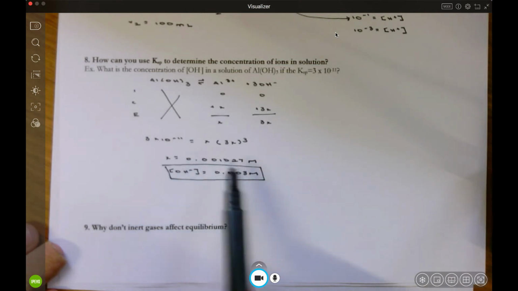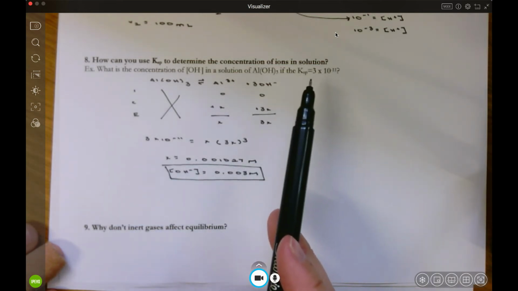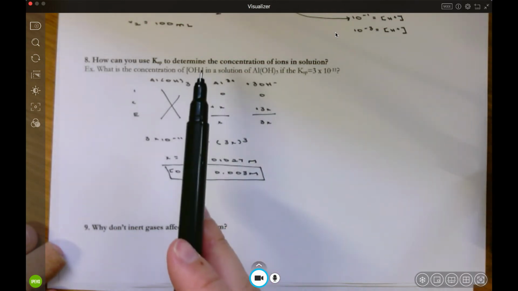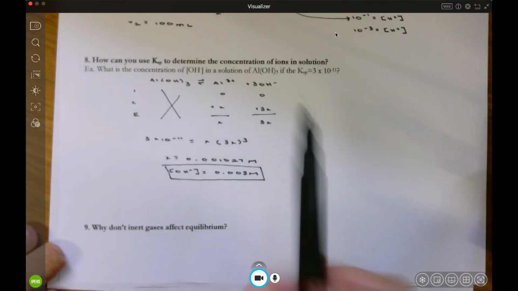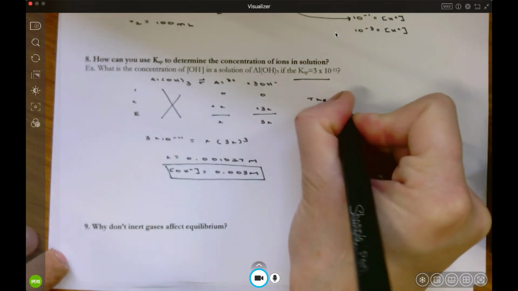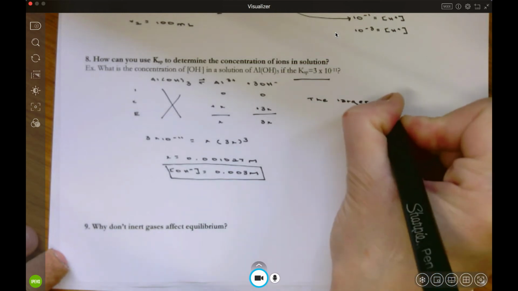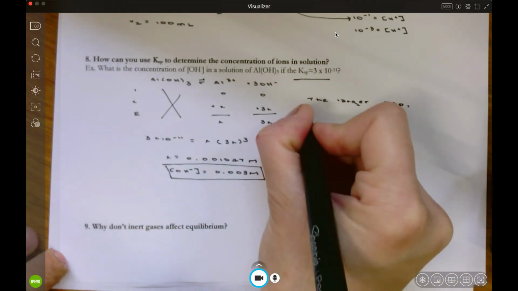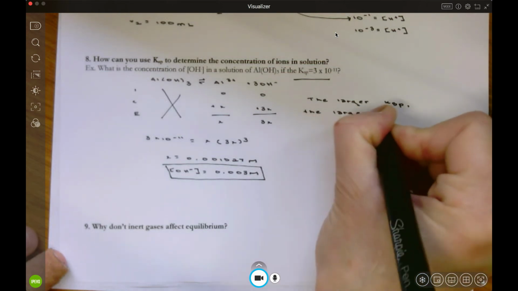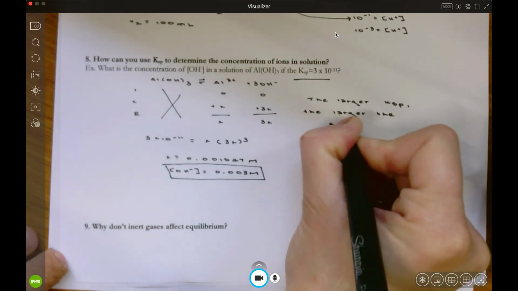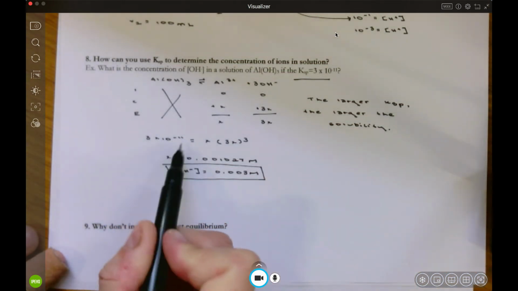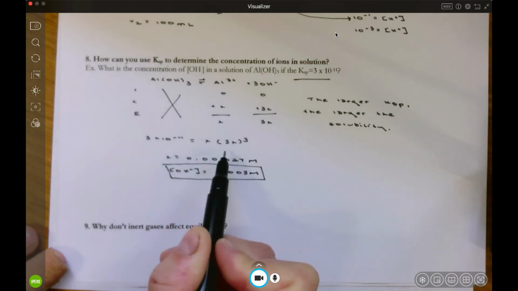Now, what does Ksp tell you really about the solubility or the ability of a solid to dissolve? If you think about it, the larger your Ksp value, the larger the solubility, which makes sense because remember, the larger this value is here, the larger your x value will be.